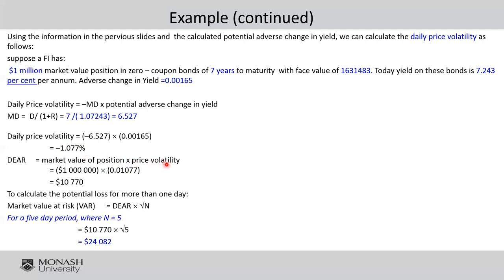This is the highest drop in my price volatility, which is 10,770. So I expect to lose 10,770 out of this 1 million in 1 day. But now we move to another issue.